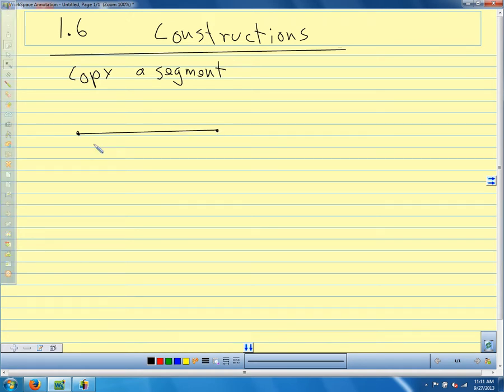Now when I make a copy, we want it to be the same, everything the same size, same length. So what would we call the segment once we make it a copy? Congruent. Very nice. So we're making a congruent segment. To copy a segment, I'm going to start with a point. That's going to be one endpoint of my segment.